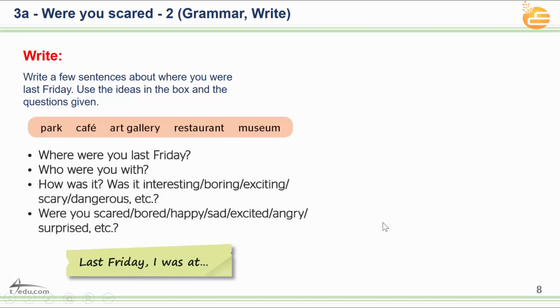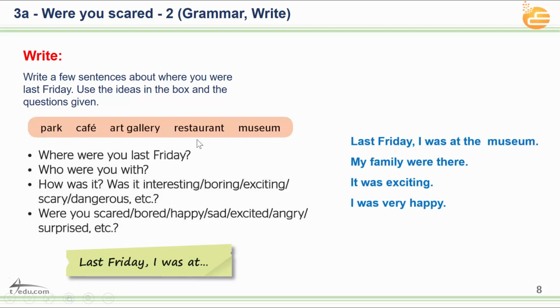Okay, everyone. So I will give you now an example, a small and simple example, just to take a look. And I want you later, after the lesson, to write your own sentences. So I will say, last Friday I was at the museum. Can you see the museum? I'm using this one, the museum. You can use any one of them.